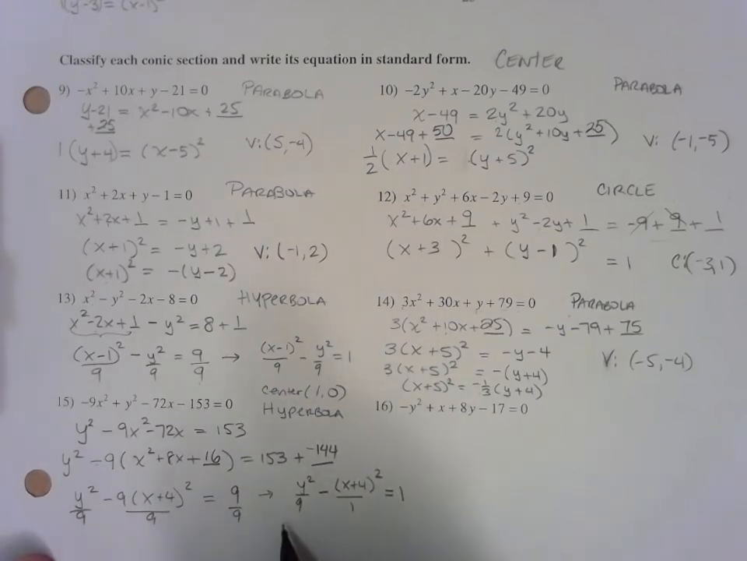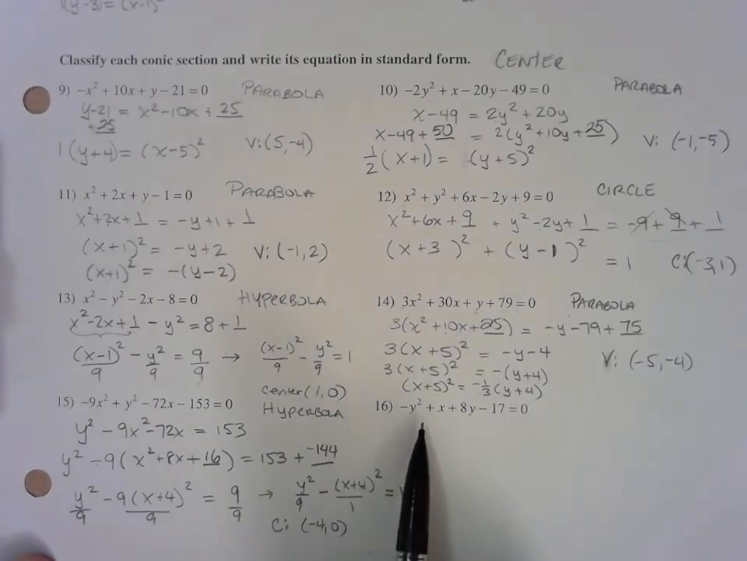Where's the center of this hyperbola? The center is negative 4, 0. We always take the x coordinate from the x term and the y coordinate from the y term. If there's no constant next to the y, that means its coordinate would be 0.